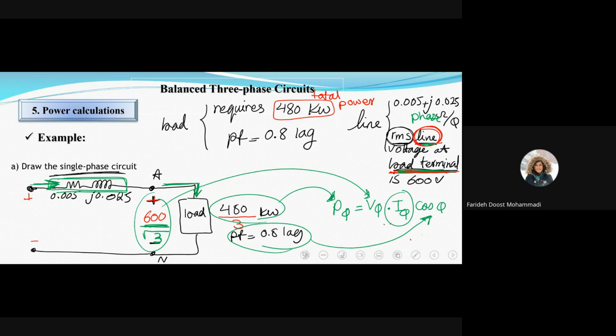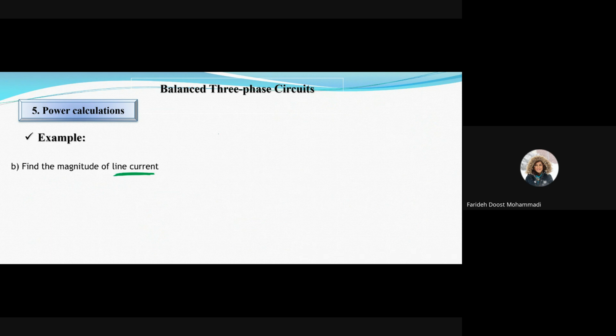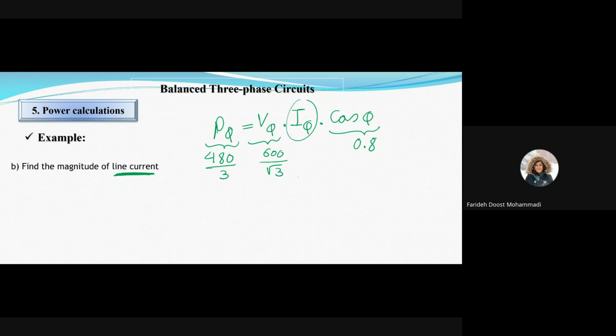Let me do the calculation, and then I have a question from this part. Hopefully you can answer my question. P phi is equal to V in each phase multiplied by the current in each phase multiplied by the cosine of the power factor. The power factor is 0.8. The power of one phase is 480 divided by 3, and the voltage is 600 divided by radical 3. Then I can solve for the current of each phase. If you plug in all the numbers, it's going to be 557.3.